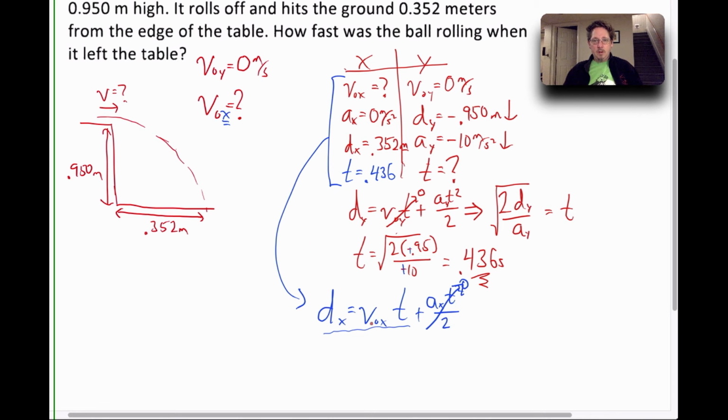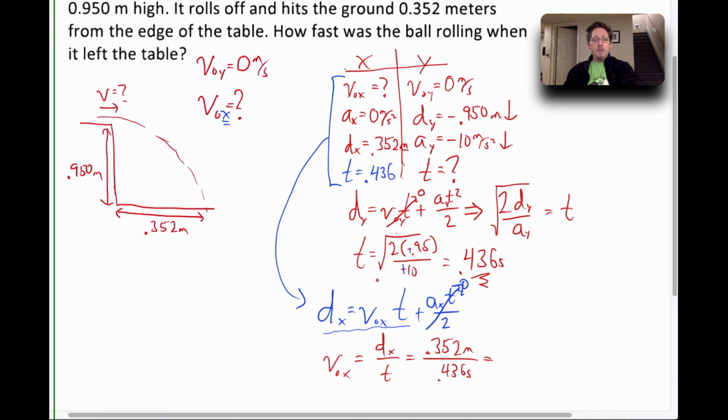All right, so to solve for my original x velocity, I need to divide both sides by time. So displacement divided by time. And so I plug in my numbers, 0.352 meters divided by my time of 0.436 seconds. And when I solve that, I get about 0.807 meters per second, or 80 centimeters per second. That's a slow walk.